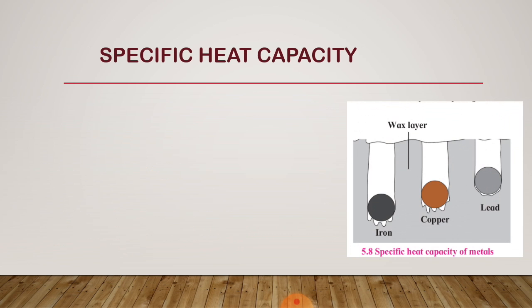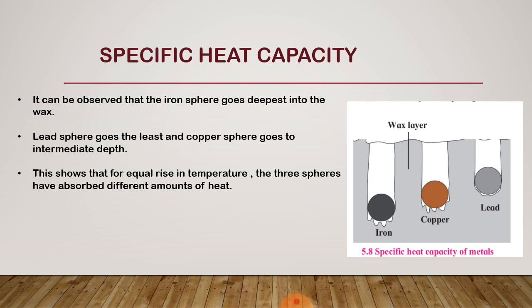Yes. Then the last point which we have learned about specific heat capacity, where we have seen this activity, that in the wax container, iron, copper and lead, these three spheres are there having some equal kind of mass. From this what we have observed is that the iron sphere goes deepest into the wax. Then the lead sphere goes least, and the copper is in the middle, between the two, that is intermediate depth. This shows that for equal rise in temperature, the three spheres have absorbed different amounts of heat.